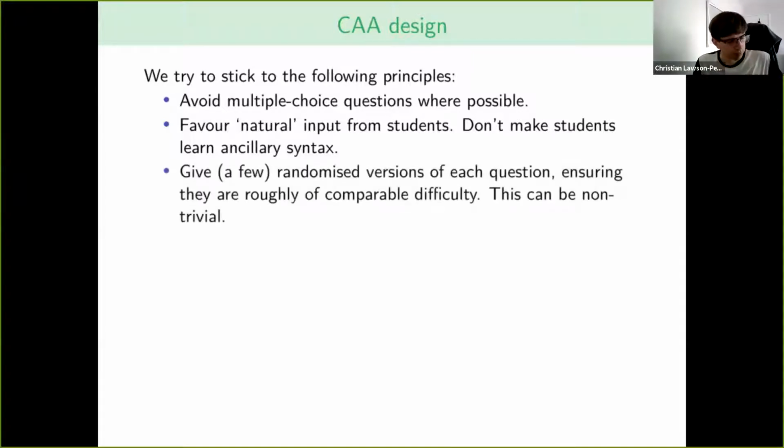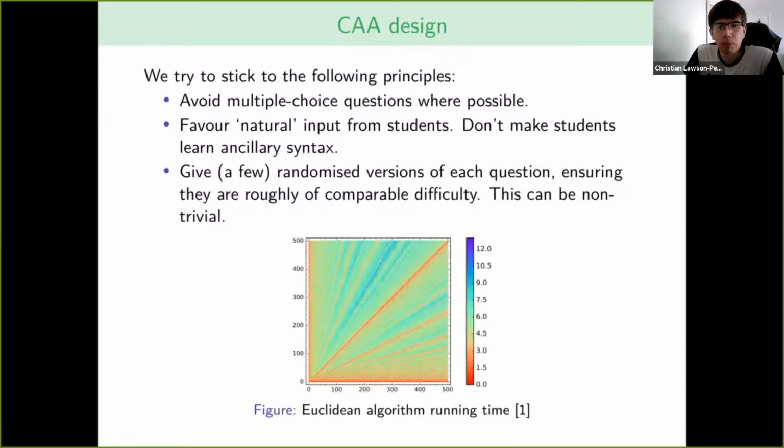Next thing is, we give a few randomised versions of each question. However, we don't suggest randomly choosing anything. We need to be careful to ensure that the different versions are of roughly comparable difficulty. For instance, if you generate a matrix, we may fix the number of zeros or have similarly sized determinants.